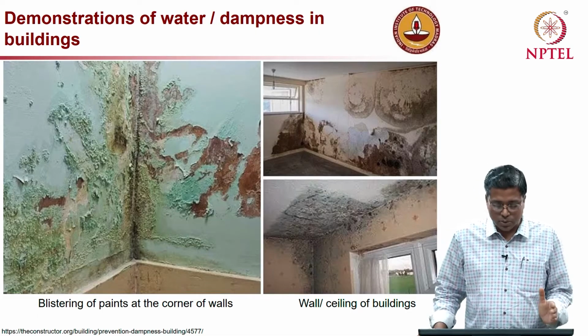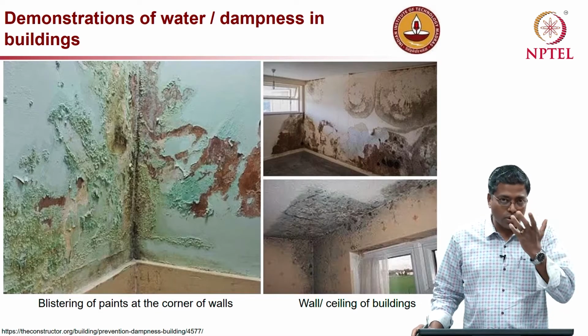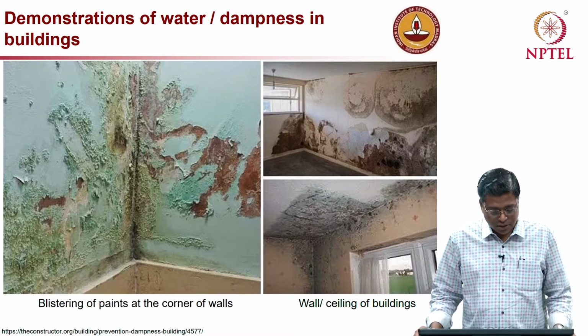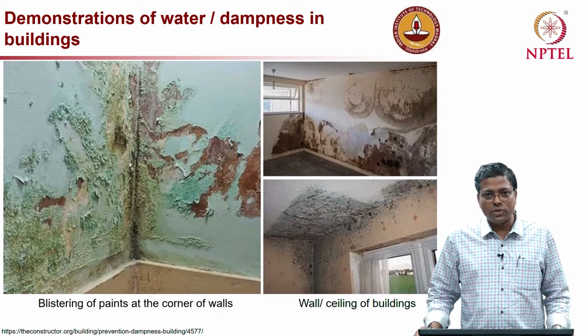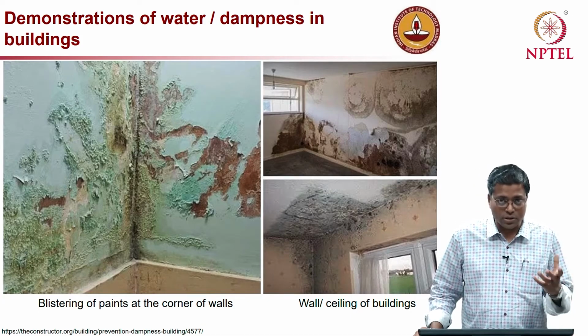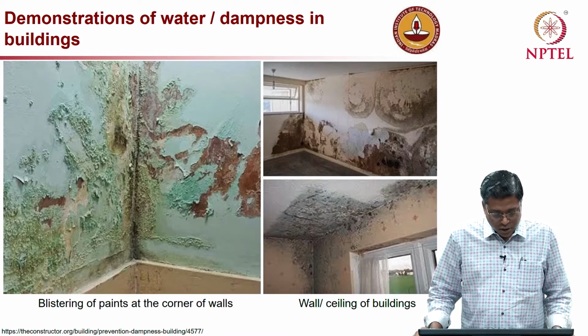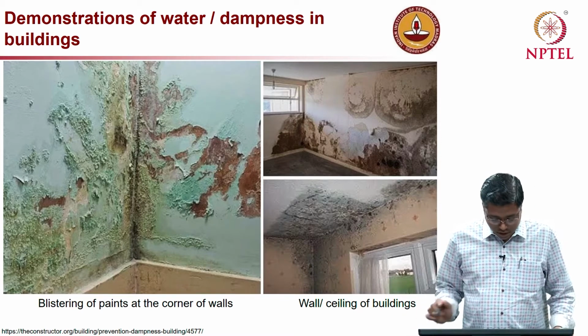So, in these pictures which I am going to show in the next few slides, I will also talk about where the water is coming from. So, it will be easy for you to detect the source of water if you see a particular type of damage or manifestation of moisture damage. So, the first picture: blistering of paints at the corner of the walls.